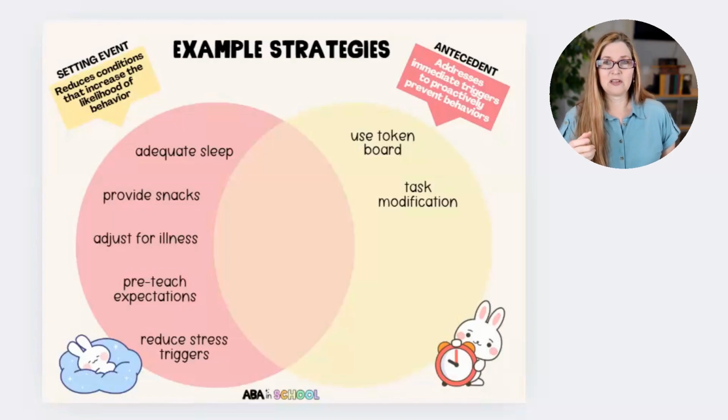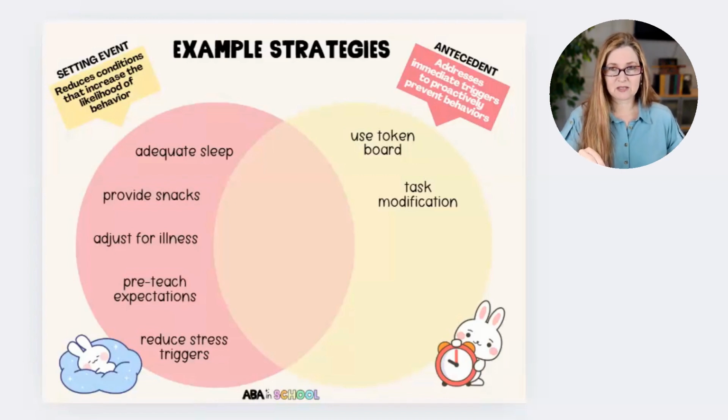We'll see students when you present them with something and you know it's a trigger, or you start to see their physical signs show that their anxiety is increasing, and you're able to modify the task before the behavior happens. That would be considered kind of an antecedent strategy.